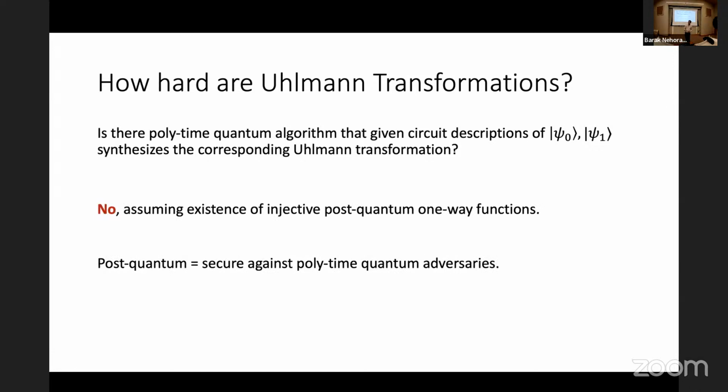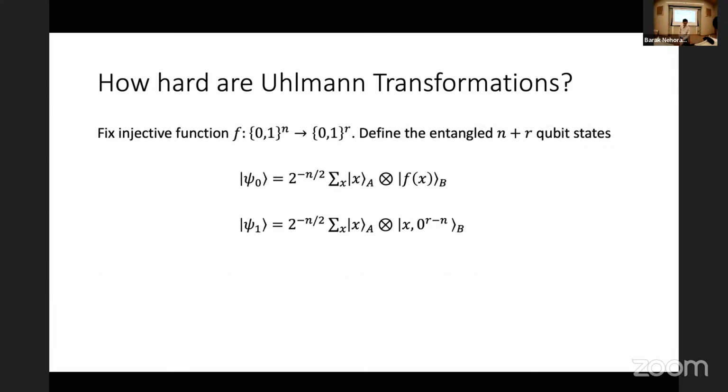And it's not too hard to see that under reasonable complexity assumptions, there does not exist a polynomial-time algorithm for it. So in particular, if you assume the existence of what's called an injective post-quantum one-way function, then you can rule out the existence of polynomial-time solutions for this. What post-quantum means is that the one-way function is secure against polynomial-time quantum adversaries. So let's see how that works.